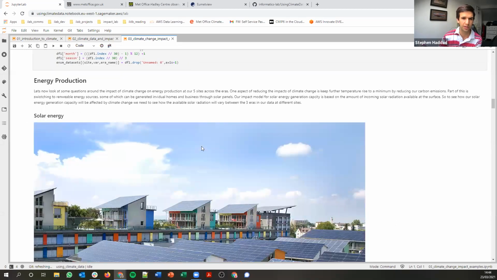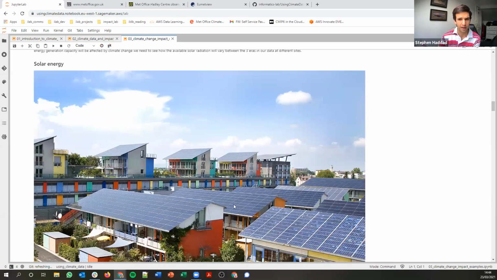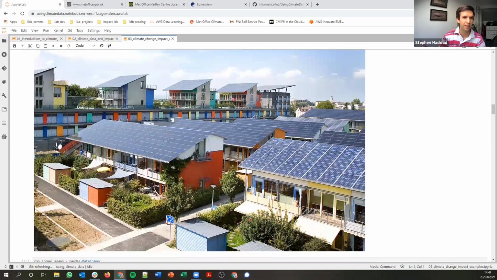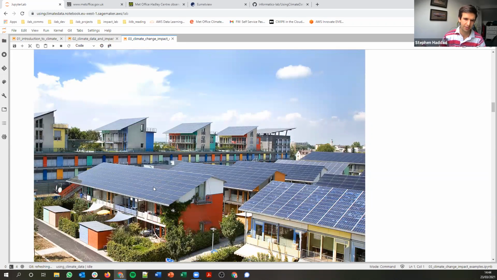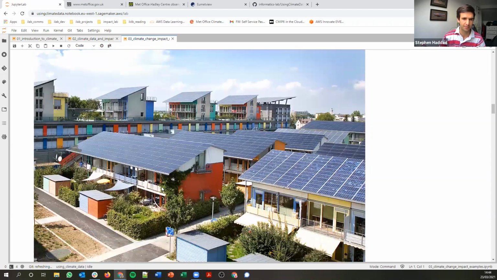So our first case was solar energy. You can see some solar panels on a roof, quite a lot of solar panels on some roofs. I think this is in Germany. So how might climate change affect generation of solar panels at different sites?